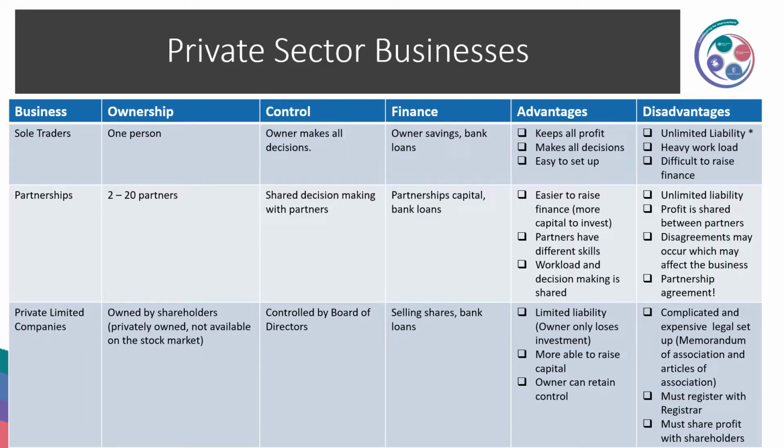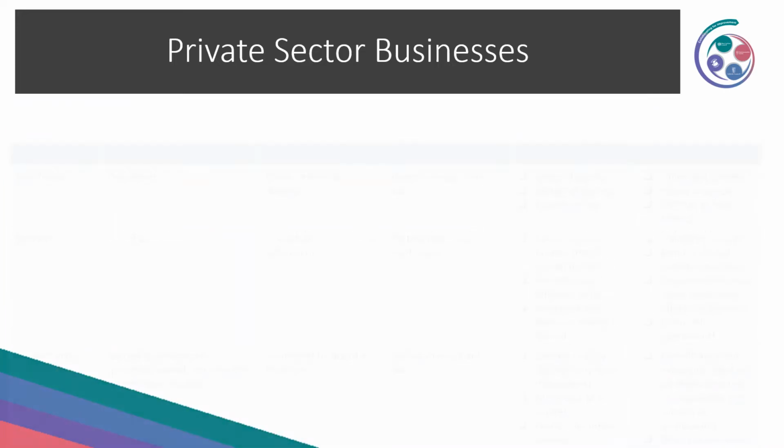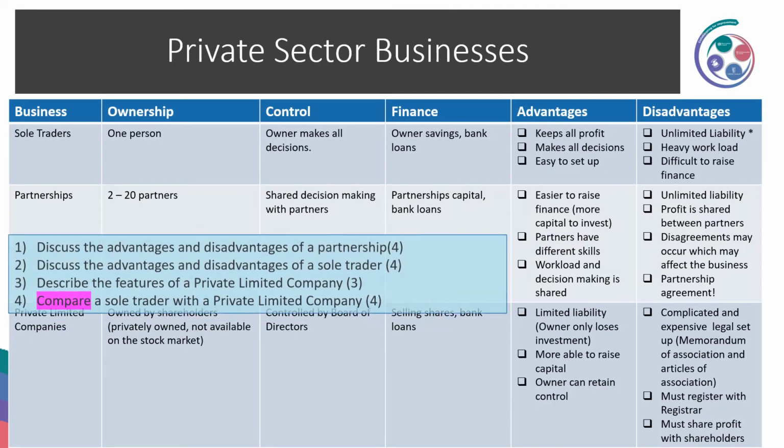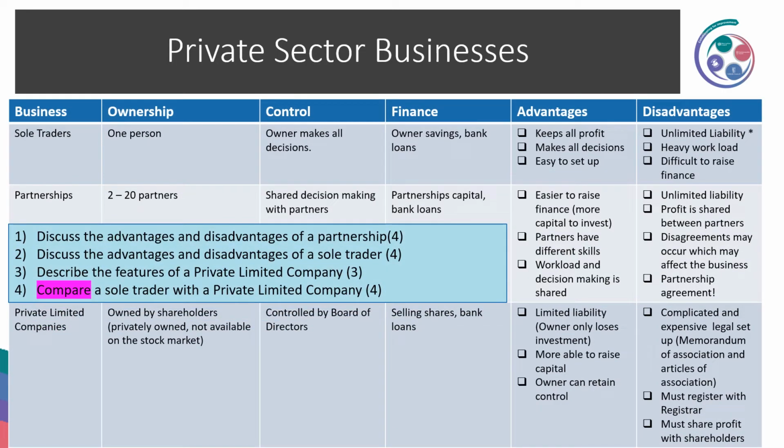Now, this is potentially a good method for you revising. Sometimes it's quite good to have a table like this because you can quite clearly see all of the points that you could make. So having a look at some of the questions that you might get asked would be discuss the advantages and disadvantages of a partnership. Or it could be a sole trader, in which you would have a look at these ones.